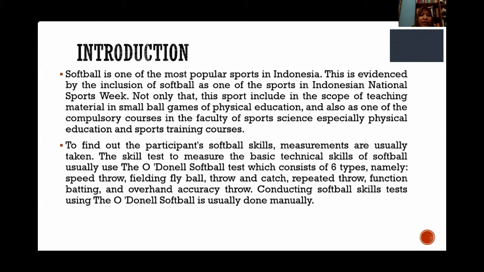To find out the participants' softball skill, measurements are usually taken. The skill test to measure the basic technical skill of softball usually uses the ordinal softball test, which consists of 6 types, namely speed throw, fielding fly ball, throw and catch, repeated throw, function batting, and overhand accuracy throw. Conducting a softball skill test using the ordinal softball is usually done manually in the field.